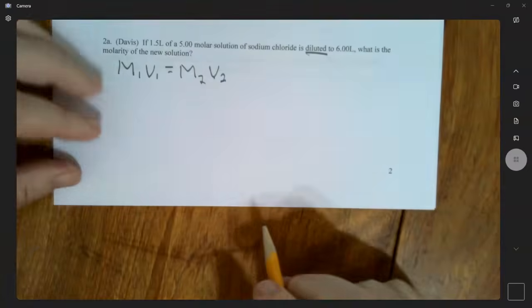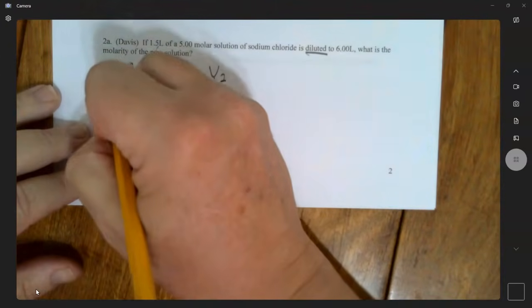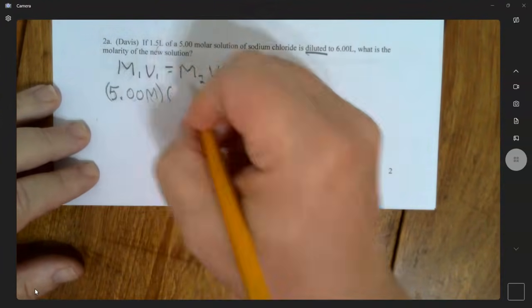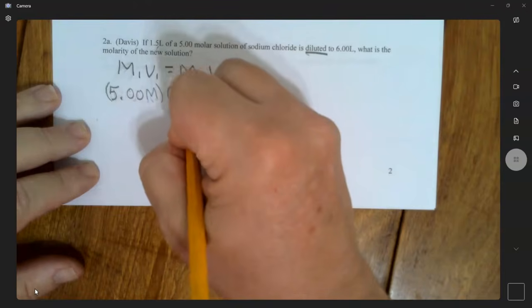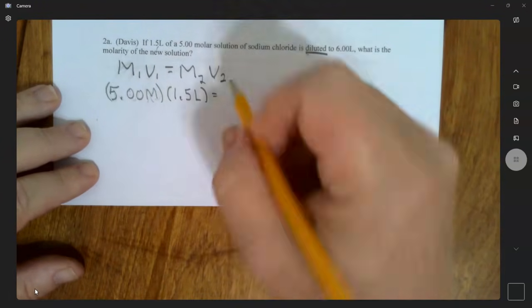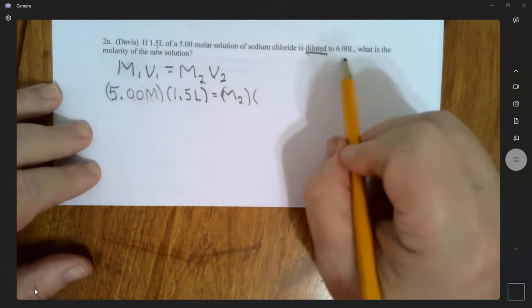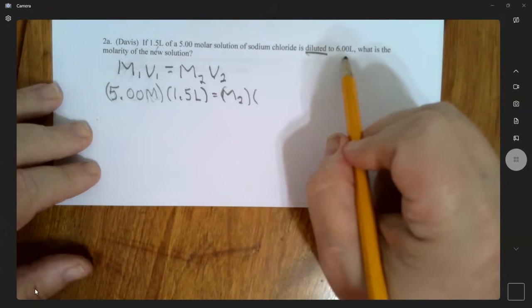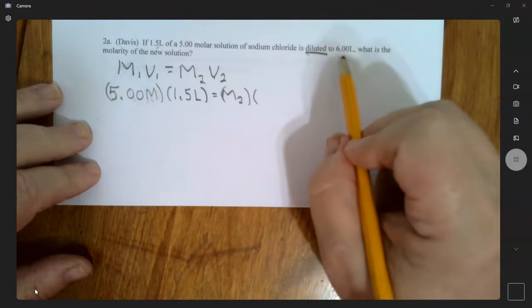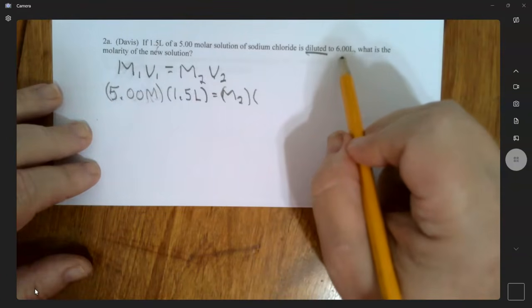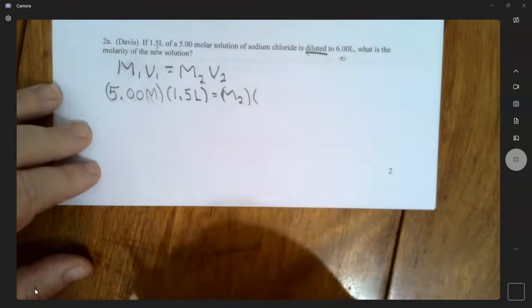Okay, so we have 5 molar for the molarity and 1.5 liters for the volume. We want to know the molarity after, that's M2, and the volume, be careful here. It says it's diluted to 6 liters. You've got to be careful. Is that what the final volume is, or is that how much is added? In this case, that's what the final volume is.